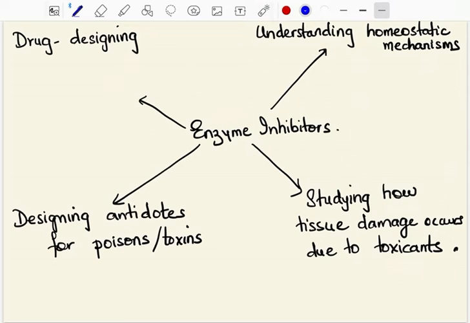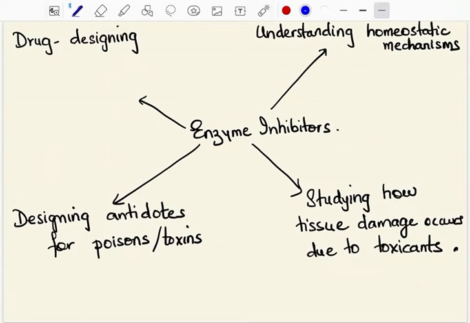For example, diabetes mellitus is a disease which is an imbalance of the homeostatic mechanisms. So knowledge about enzyme inhibition will help a medical researcher or a doctor to understand such metabolic disorders in a better way. Enzyme inhibitors also enable us to design antidotes for poisons or toxins, right? Because in the ERs, the emergency rooms, we very frequently see that people have been poisoned accidentally or deliberately by any kind of poison, by a toxin, or maybe any other reason.